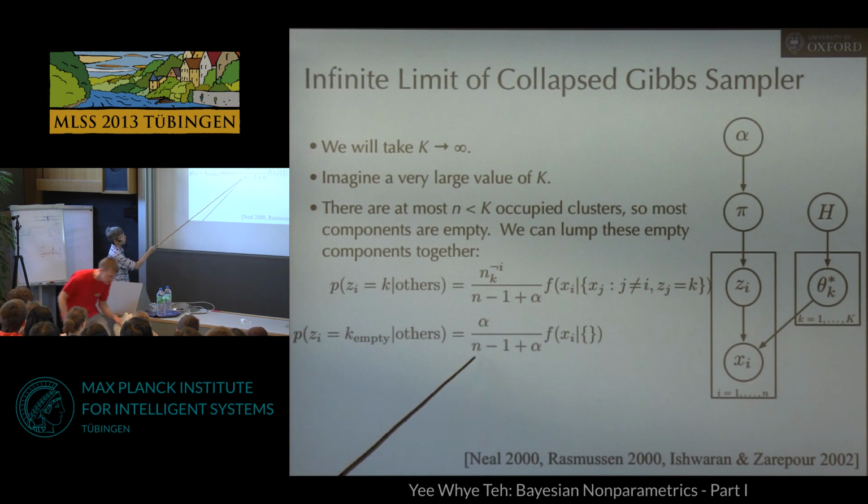And if alpha is small, then this probability is going to be small. So alpha, in a sense, controls the probability of introducing new clusters, and in effect controls the posterior distribution over the number of clusters that is used to explain the data.